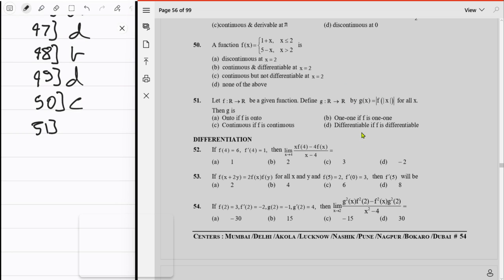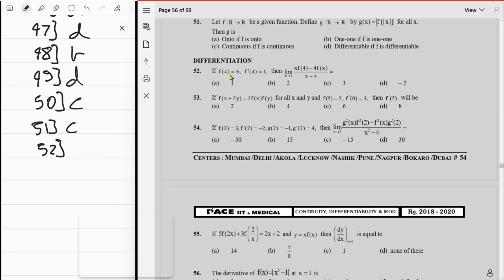Onto, if f is onto, no, there could be a problem with that because you're taking the mod. So the codomain is all real numbers. So what about the negative real numbers? It's not covering the whole codomain. That's why it can never be onto. So only C is the correct option. Next question, 52.